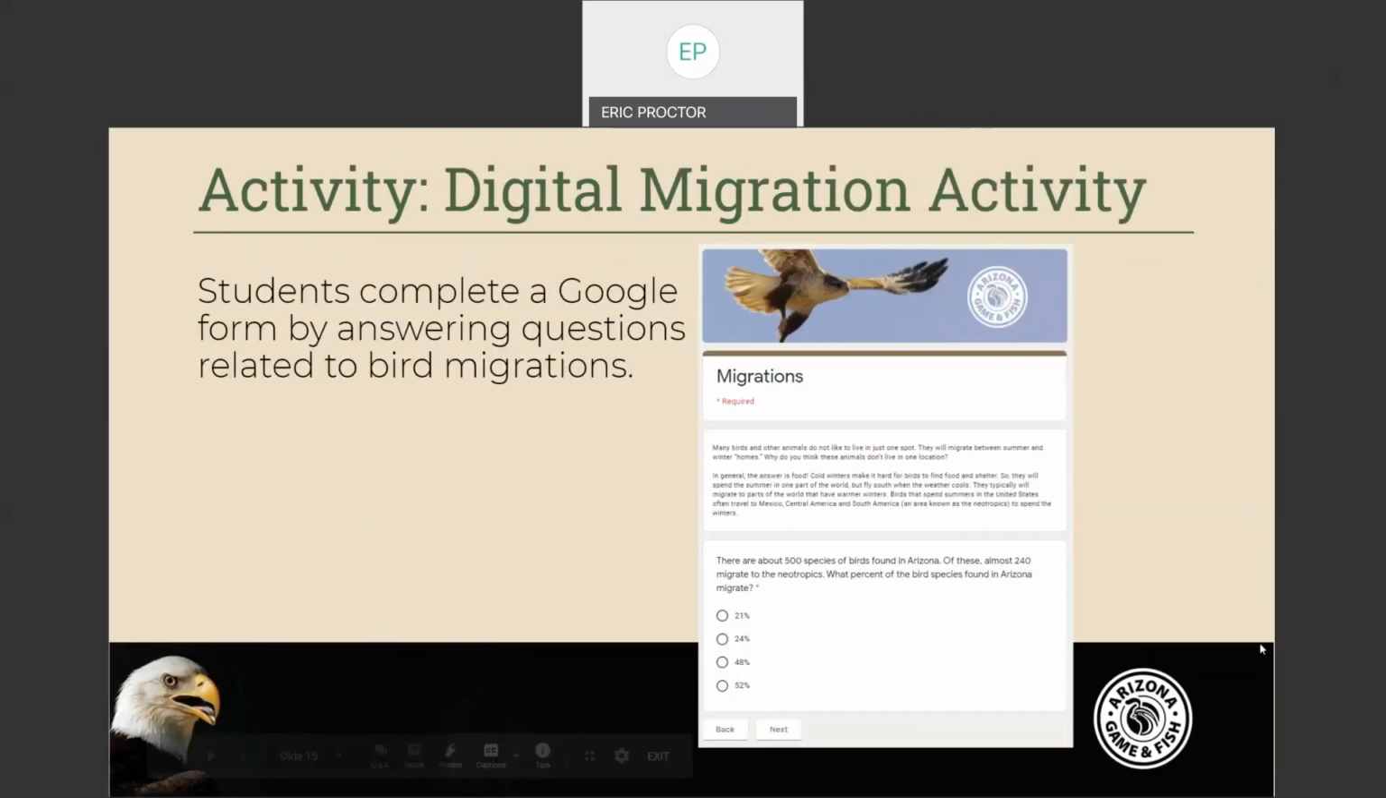Another one that is available to you is actually a digital activity. It's one of our new set of digital activities we created.